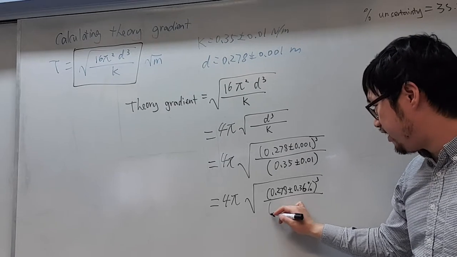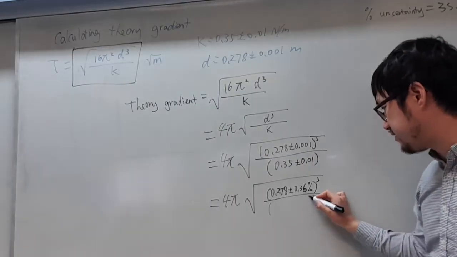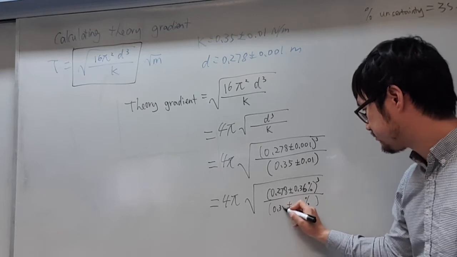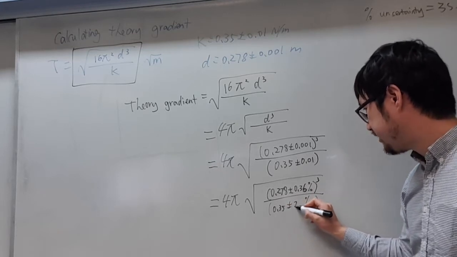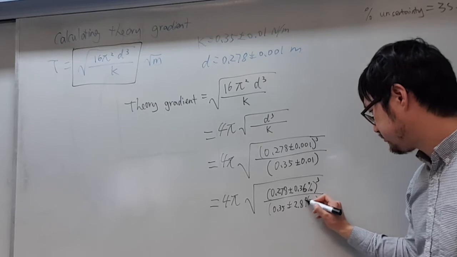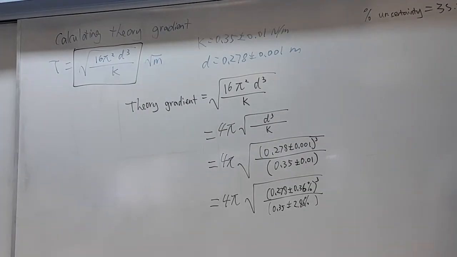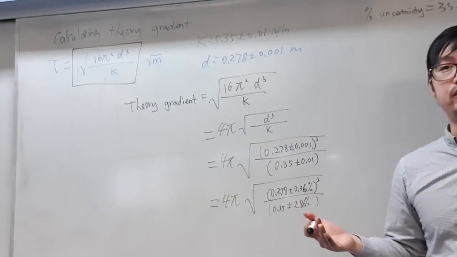So over here, now turn this one into percentage uncertainty. How much percentage is that? 2.86. 2.86. Yeah. Okay, I just give it a few more significant figures, make it more accurate, right? Okay, so now what is the next step we do?